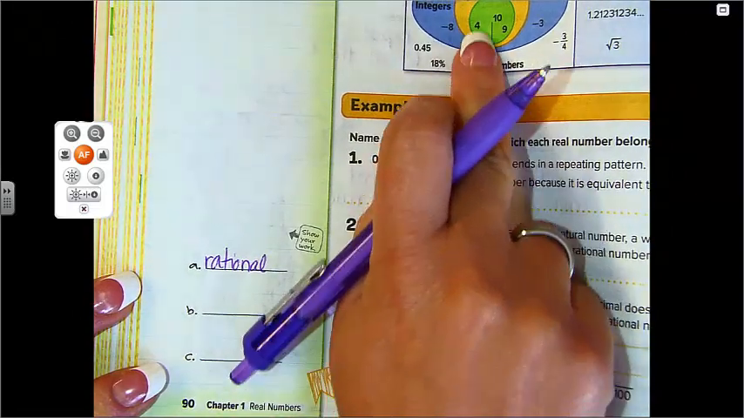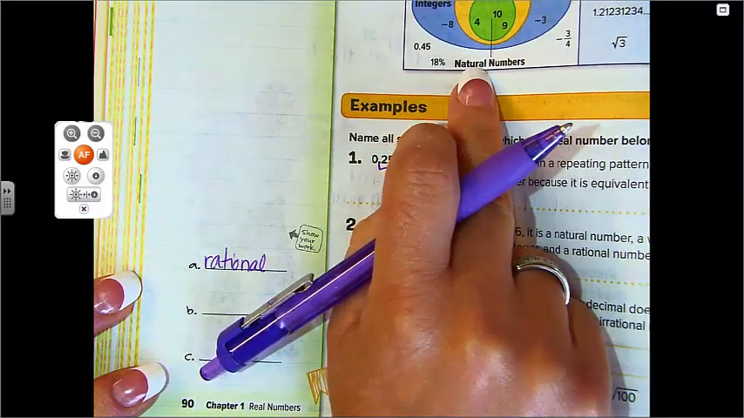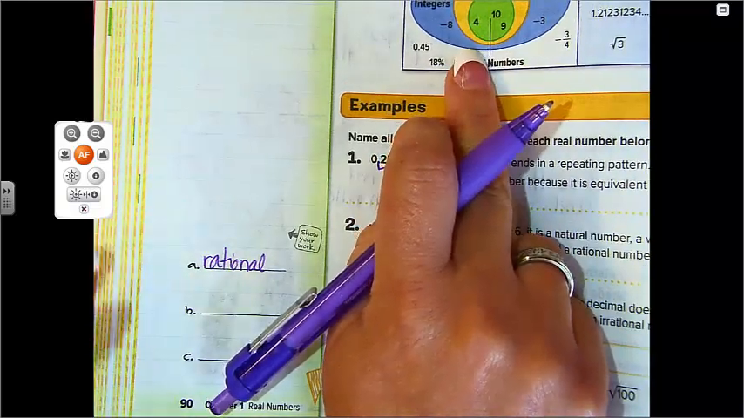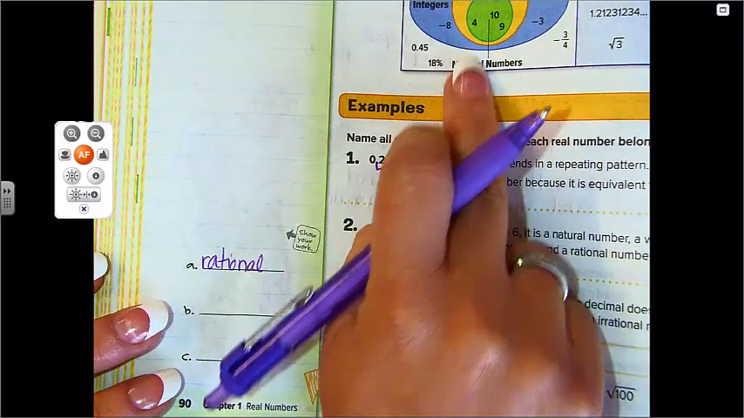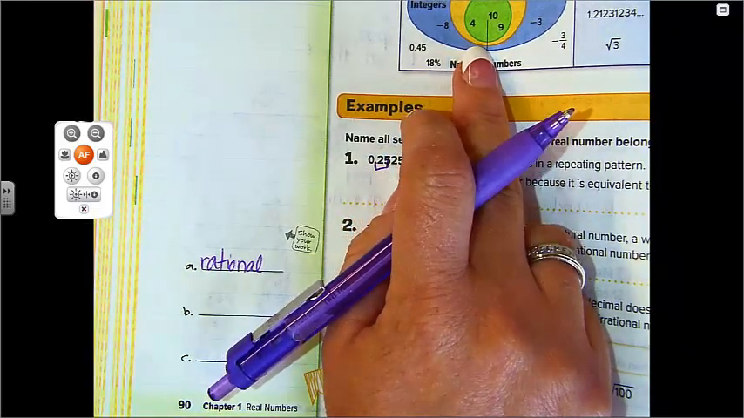Natural numbers are this very middle one. Natural numbers are anything other than 0. So it's the counting numbers. When I count, I don't start with 0. So natural numbers are like 1, 2, 3, 4, 5, and so on. They're all positive and they don't include 0.